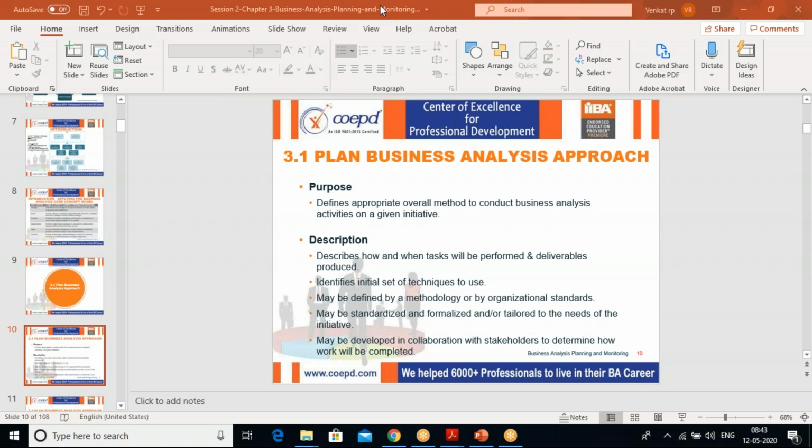Clear on this? Okay, now if you can clearly understand, the purpose to plan business analysis approach is to define an appropriate method to conduct business analysis activities. So we have to first of all create them. If it is this method, we are going to do it in this way. If it is waterfall, I'm going to do it in this way.